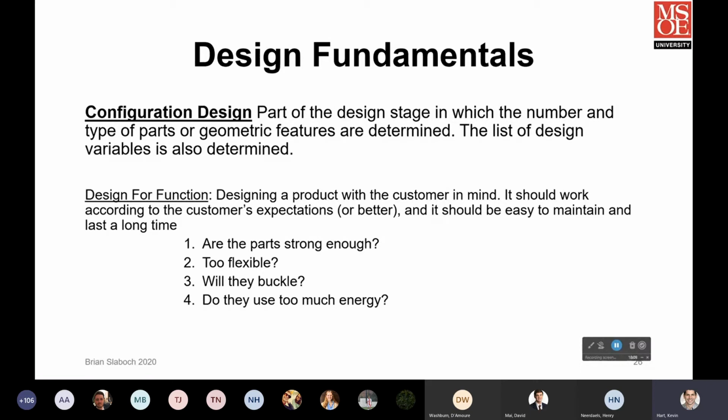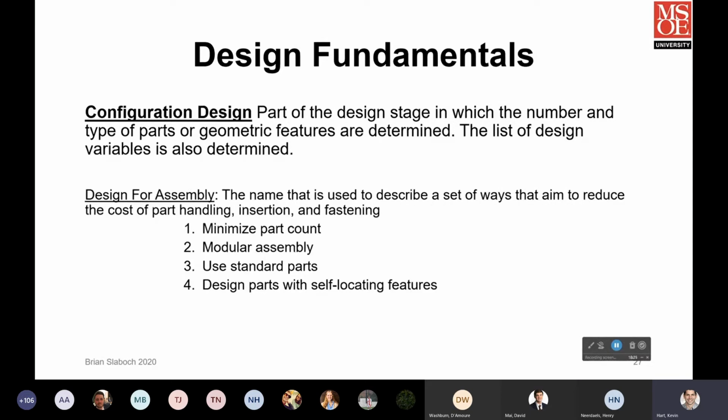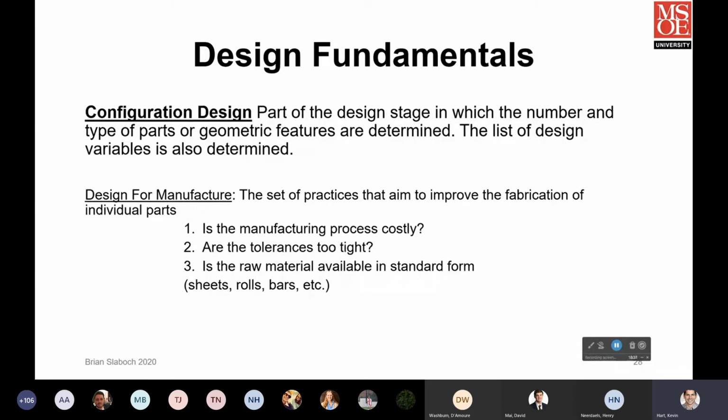And there are different things we're going to design for. One, you want to design for function. All right, so that means you've got to have the customer in mind. So are the parts strong enough? Are they too flexible? Will they buckle? Do they use too much energy? And so on and so forth. We also want to think about design for assembly. You want to try to minimize part count. You want to have a modular assembly. You want to use standard parts when possible and design parts with self-locating features, all these kinds of things.